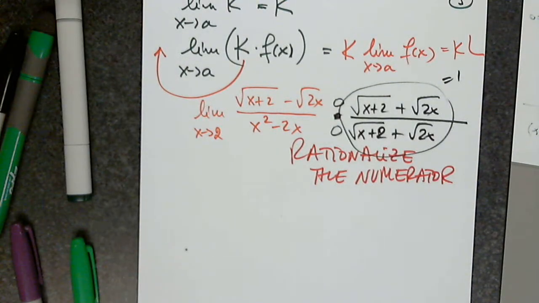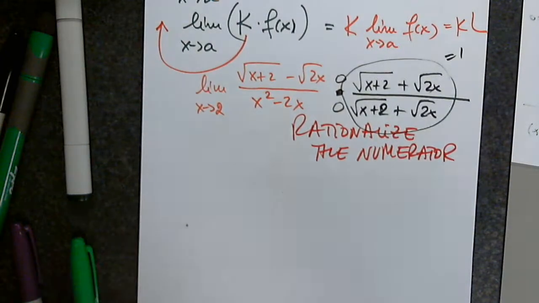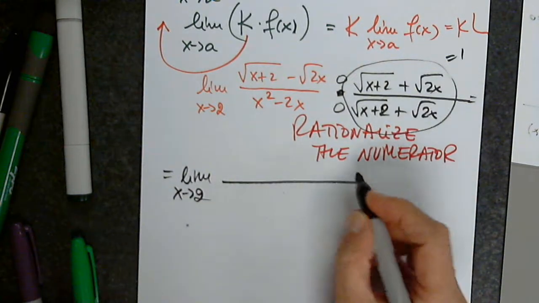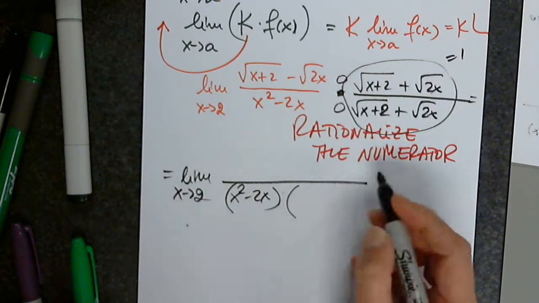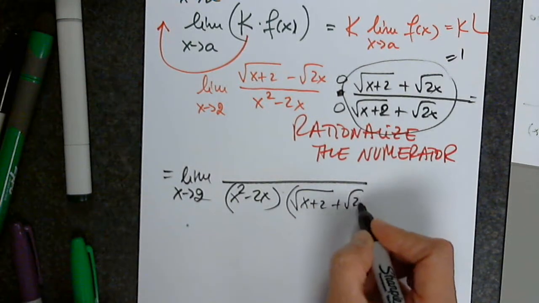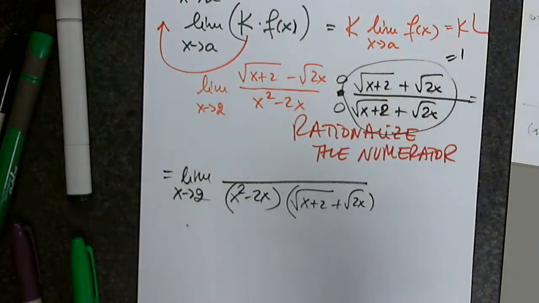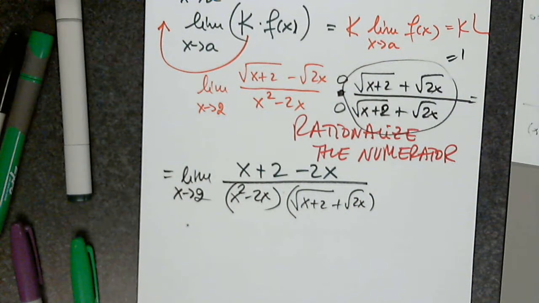Squaring is not going to work, right? But multiplying and dividing by 1 in this format, exactly this format, it's going to work. Perfect. So now I have the limit as x approaches 2. The denominator is x squared minus 2x in parentheses, and in parentheses again x plus 2 plus the square root of 2x. Excellent. Wonderful. Thank you. And can anyone dictate the top? x plus 2 minus 2x. Very good. Excellent.